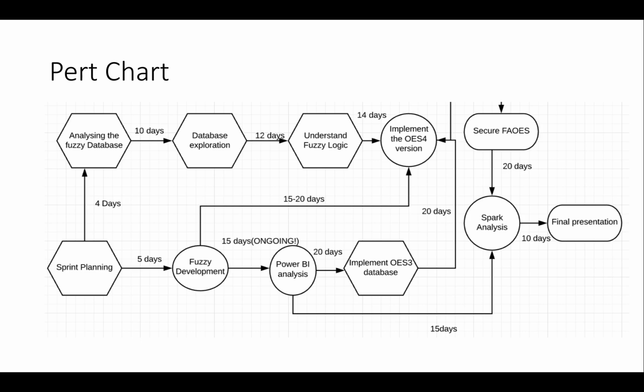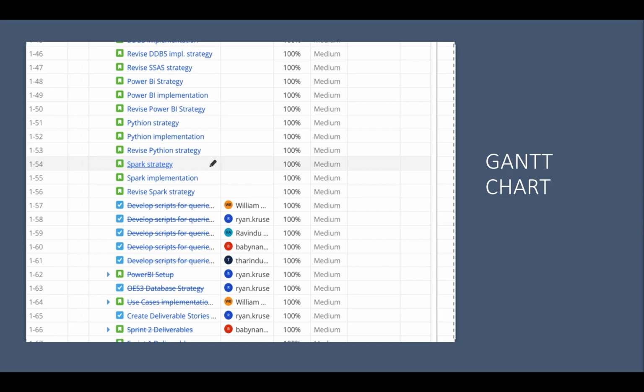Here's our PERT chart for the entire project, and we developed this PERT chart using Lucidchart. Right now we are in the Power BI analysis phase, and it took us 2 weeks to do the Power BI analysis. Here's our Gantt chart.